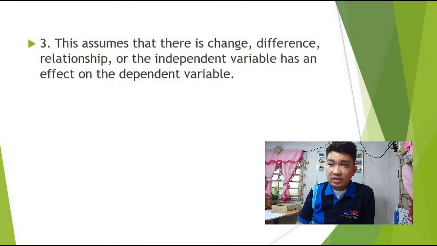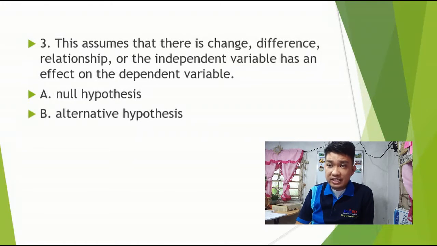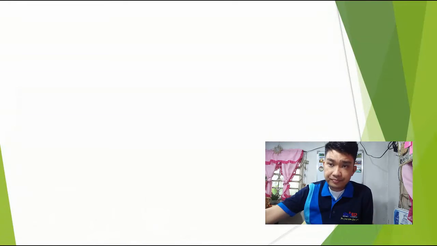Number 3. This assumes that there is change, difference, relationship, or the independent variable has an effect on the dependent variable. Letter A, null hypothesis. Letter B, alternative hypothesis. Letter C, test statistic. Or letter D, hypothesis testing. Now here are the answers. Number 1, A. Number 2, B. And number 3 is B.